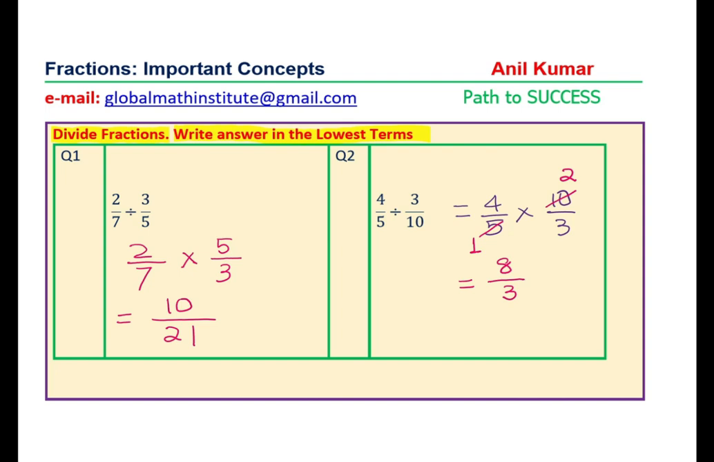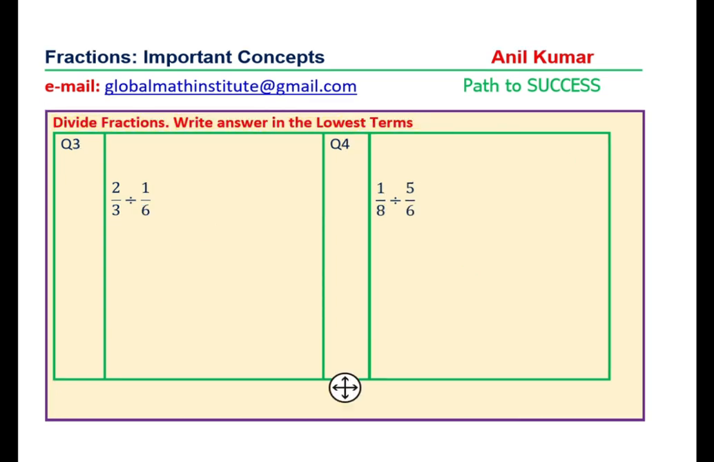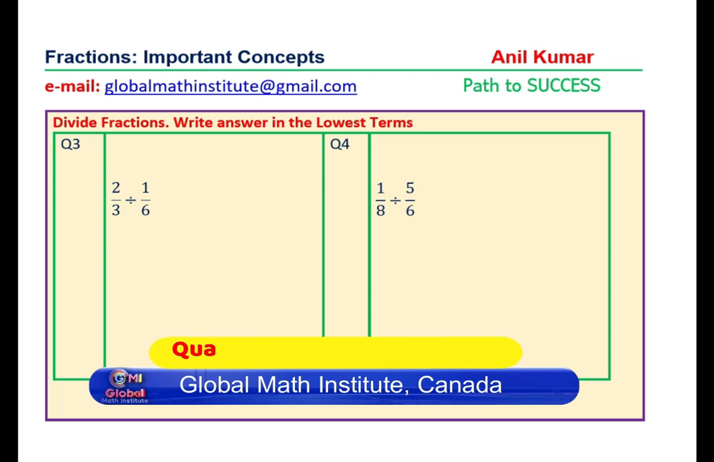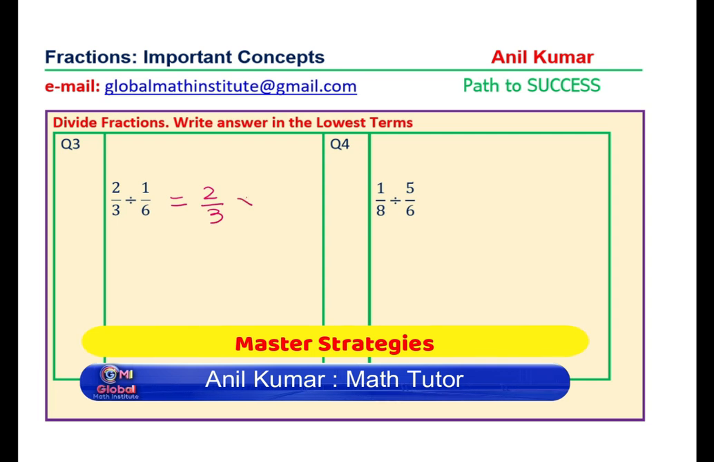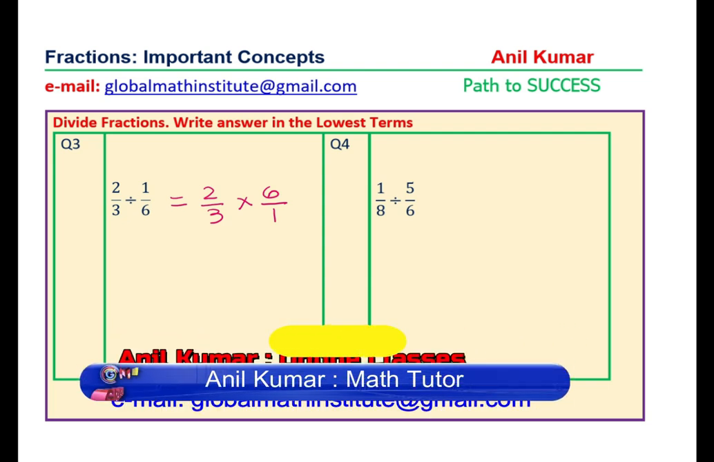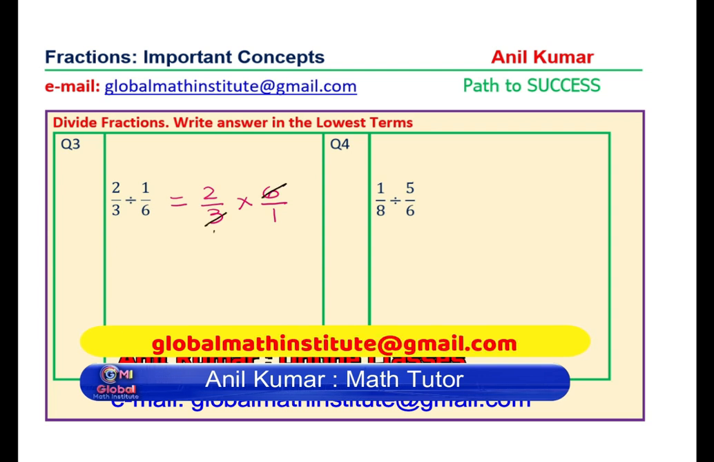Perfect. So now we'll do this for the next set of questions. 2 over 3 divided by 1 over 6, 1 over 8 divided by 5 over 6. I would like you to pause the video and do it along with me. So it is 2 over 3. What is the first step? Divide means reciprocal of multiplication. You can write 6 over 1, that means multiplication with 6. Second step is to simplify. 3 times 1 is 3, 3 times 2 is 6, and we get 2 times 2, 4 as our answer.